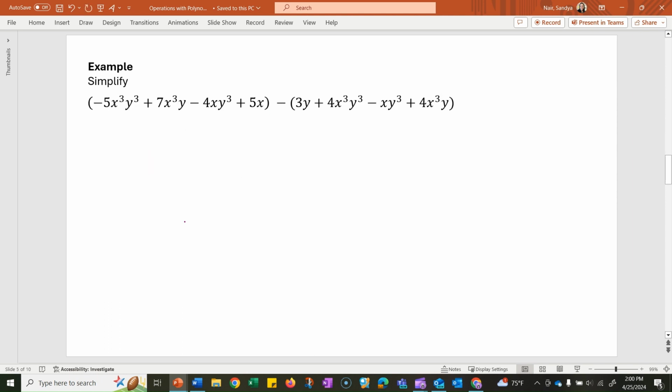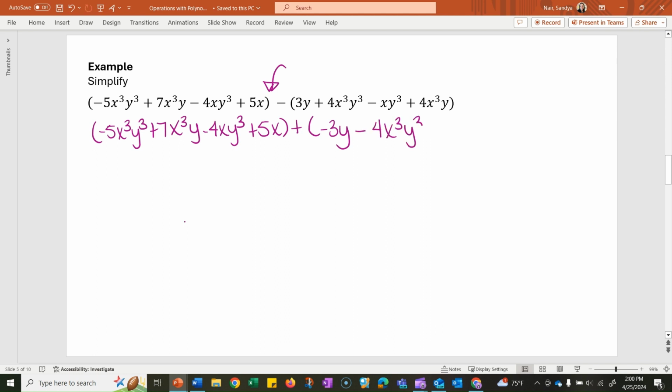So now let's try this problem. So here you can see we're subtracting. So remember, when we're subtracting, what we're going to do is we're going to keep the first polynomial exactly as it is. We're not going to change anything. But then we're going to change that sign to an addition. And then we're going to switch the signs on every term on the second polynomial. So it's going to be minus 3y minus 4x cubed y cubed plus xy cubed minus 4x cubed y.